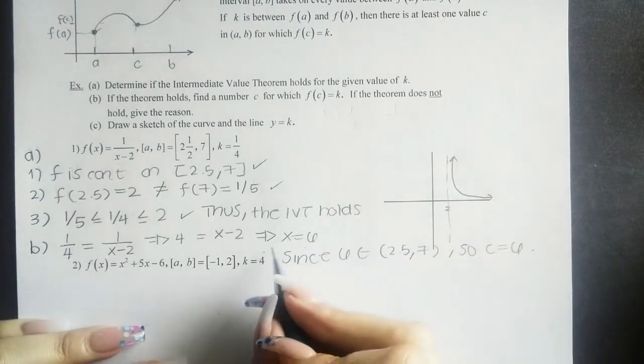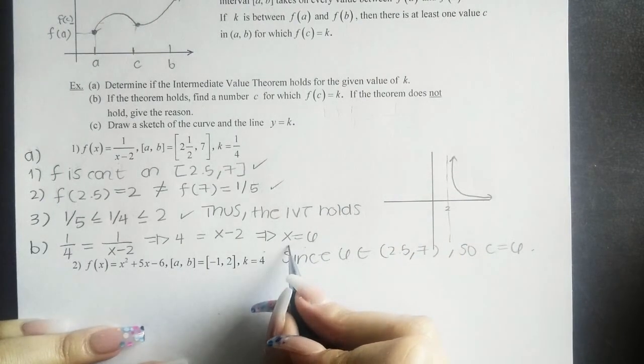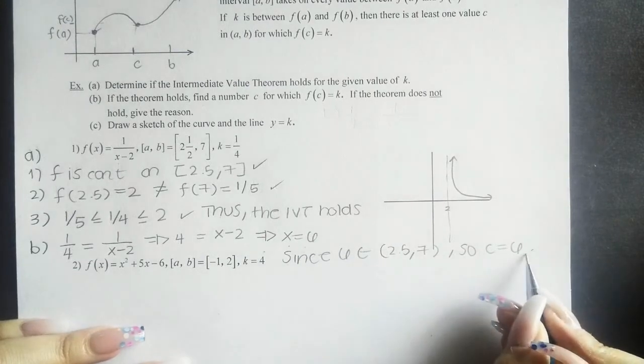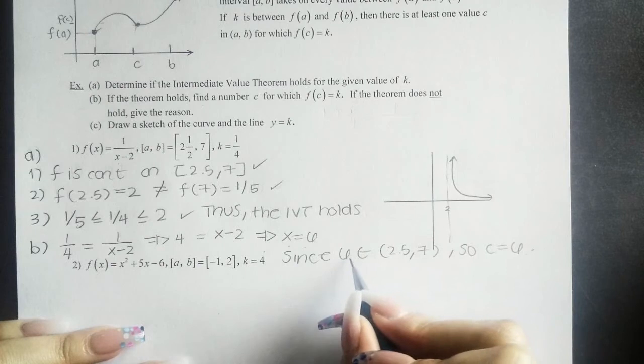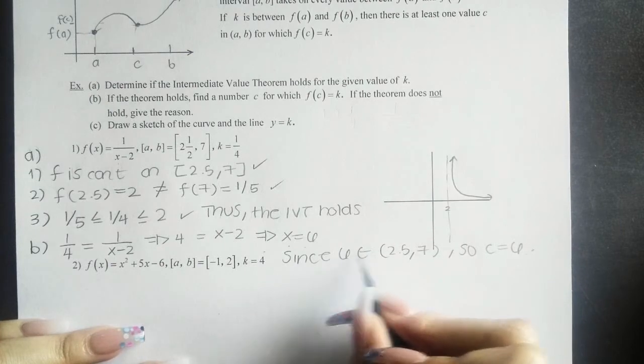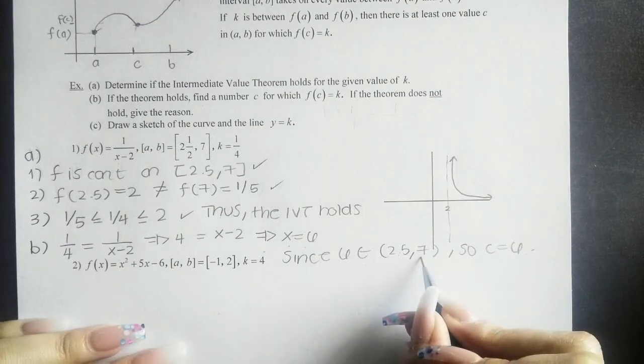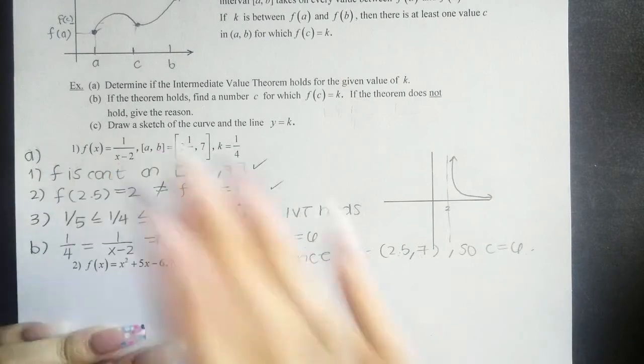Please remember that I haven't called it c up to here because I don't know if it meets the conditions. I call it c at the very end because it's when I know that actually the conditions are met, because I know that 6 is in between 2.5 and 7. Okay, so that's what you have for the first example.